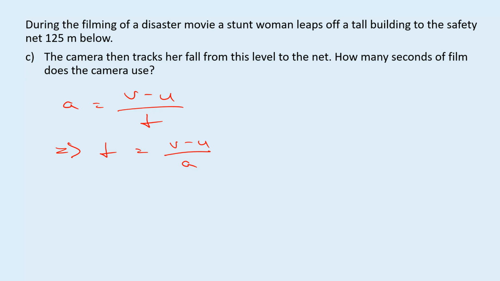We're going to have to do this in two parts, because we know the speed that she was traveling as she passed the camera. So we can work out how long she took to get down to there, and we know the total time, so we can work out how much time was remaining. All right, so let's do that.